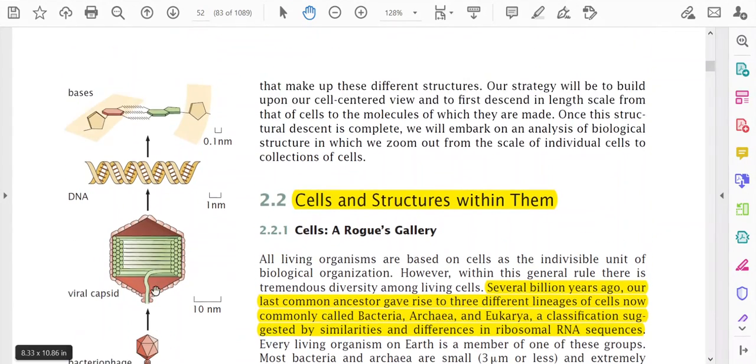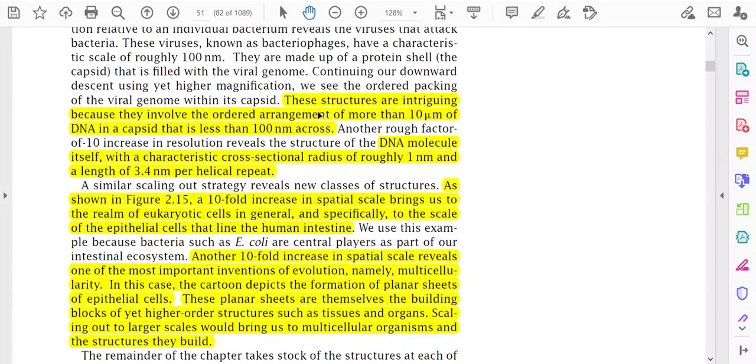inside the viral capsid. That is, we are saying that it is the ordered arrangement of more than 10 micrometers of DNA in a capsid that is less than 100 nanometers across. So actually the genome or the DNA is closely packed inside the viral capsid. Now if we magnify a little bit higher, another 10-fold increase, then you will be able to see the DNA molecule itself.